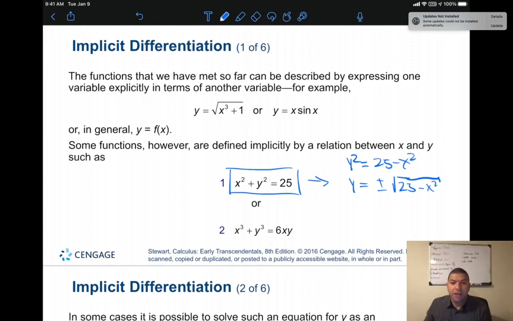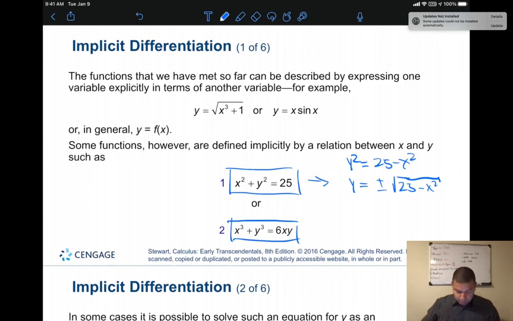But even then, you have an ugly square root. If you've seen it before, we've done it with the chain rule. This 1/2 comes down. It's kind of annoying. And if you have more complicated situations, look at this. Even solving this for y is already difficult to do. We can't do with equation 2 the same thing that I just did for 1.